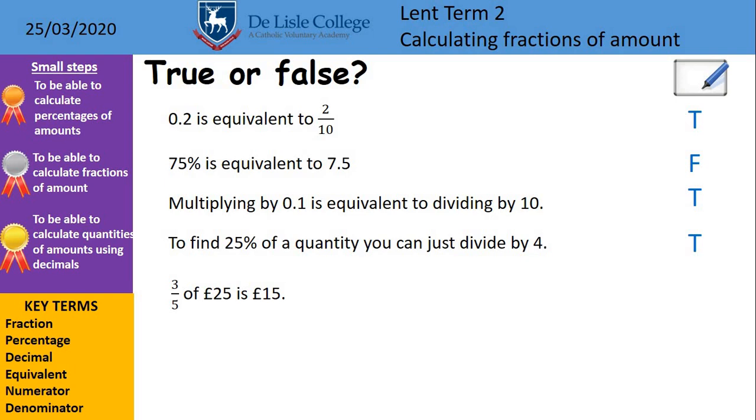3/5 of £25 is £15. Well, this is true because 1/5 would be 5, and then 3/5 would be 5 times 3, which is 15.